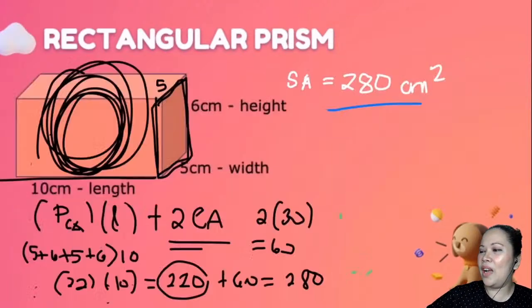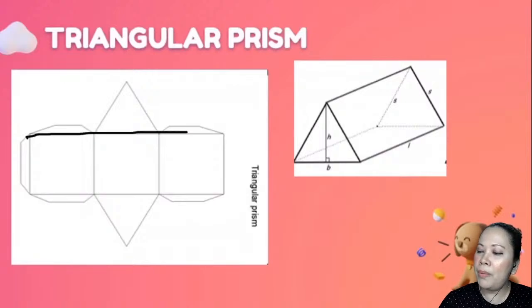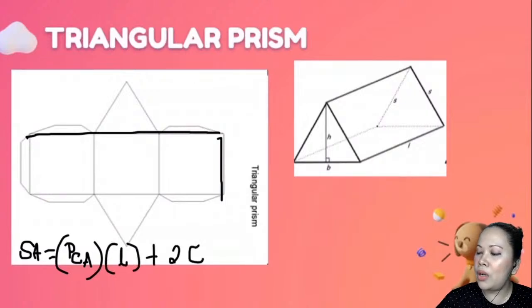Let's try. What if we have a triangular prism? If we have a triangular prism, the same thing. All we need to do is add the perimeter of our cross-sectional area and multiply it with the length. So surface area would be the perimeter of our cross-sectional area times the length plus twice our cross-sectional area. So, do you get it now?